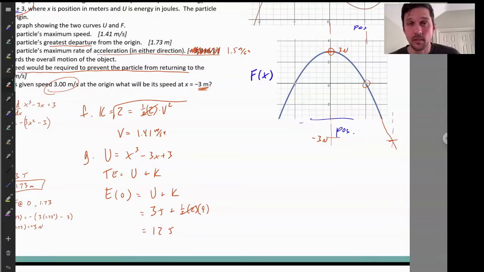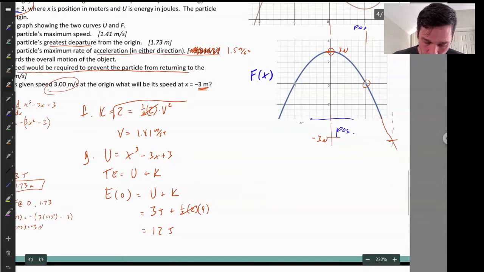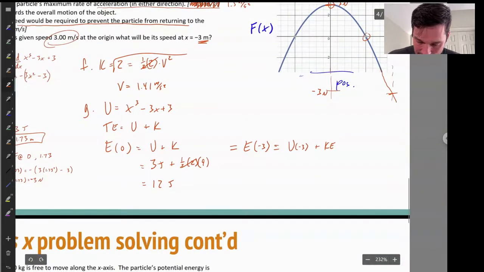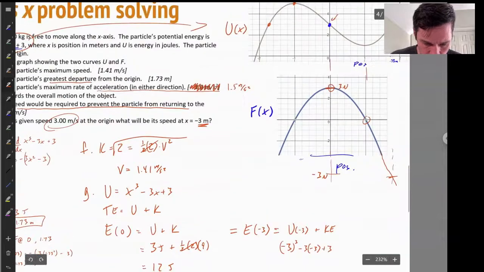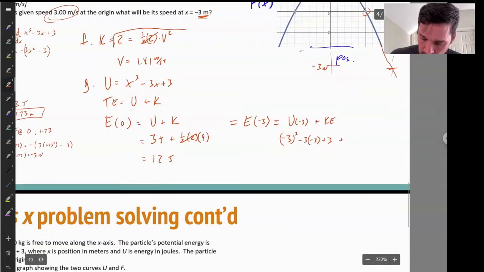Now that energy is going to be constant everywhere. It's conservation of energy. So we need to know how much potential energy it's going to have at the position of negative 3 meters, because the energy total at 0.0 is going to be the energy total at negative 3 meters. So that's going to be the potential energy at negative 3 plus however much kinetic energy it's got. So let's plug in negative 3 for that function. That's going to be negative 3 cubed minus 3 times negative 3 plus 3. Did I get that right? I think so. Plus however much kinetic energy there is. So the grand total of energy, 12, is going to equal that plus the kinetic energy, which is going to be 1/2 times 2 times v squared.